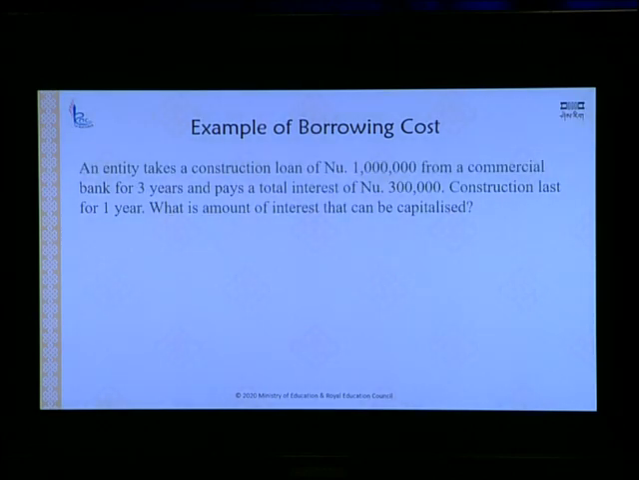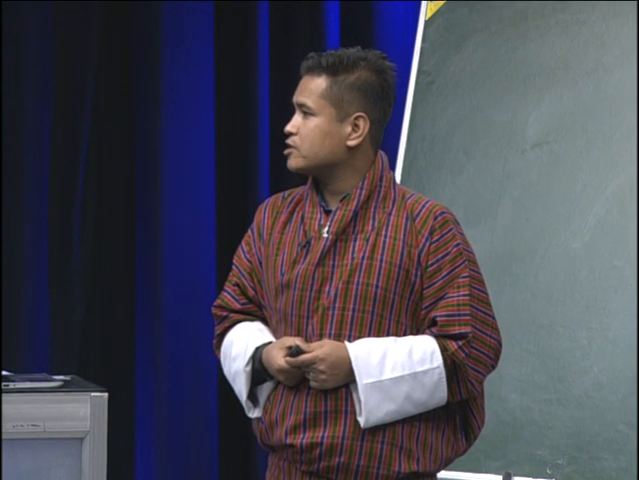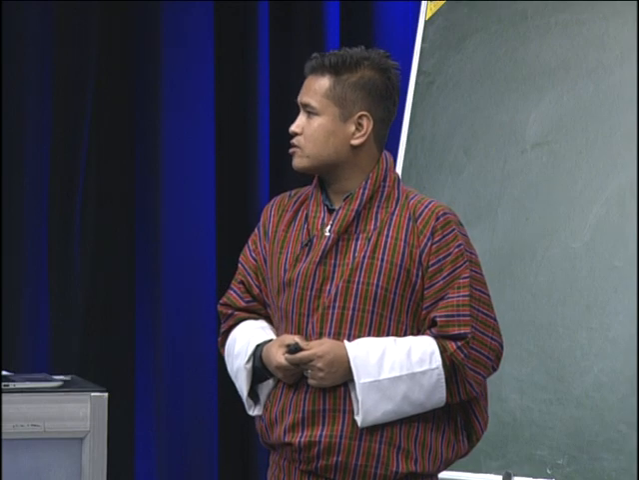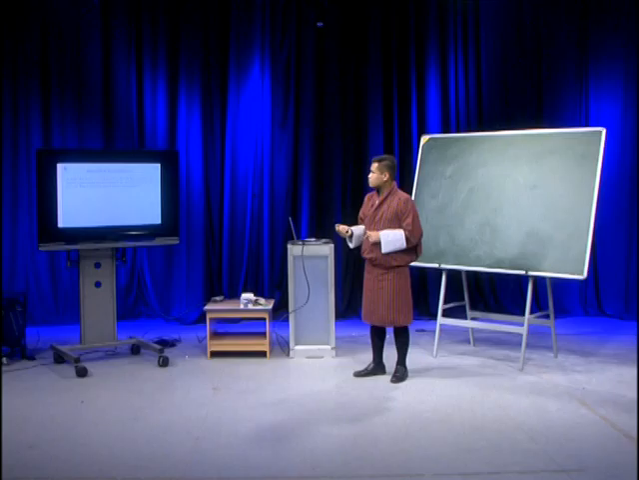Let me go through this question here. An entity takes a construction loan of 1 million from a commercial bank for 3 years and pays a total interest of 300,000. Please remember that here the construction loan is of 1 million and it is taken for 3 years, and after 3 years the company paid total interest of 300,000. But the construction lasted for 1 year, which means that construction has been completed within a year. Now, your question is what amount of interest can be capitalized.